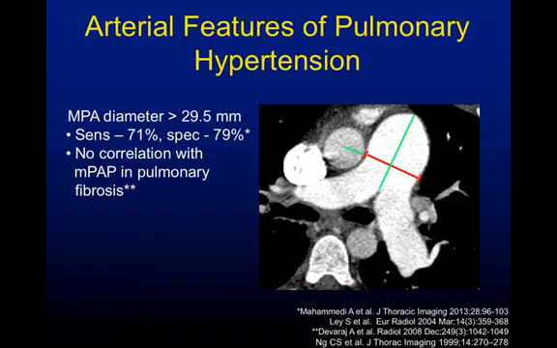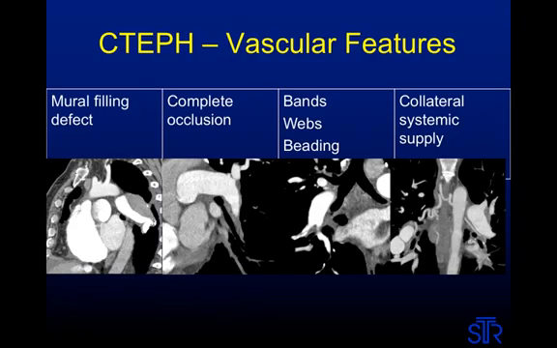The arterial features include dilatation of the main pulmonary artery, more than around 30 millimeters. And the vascular features that you should be looking for include mural filling defects as compared to acute PE, where you're looking more commonly at central filling defects. You're looking for complete occlusion of the arteries, and note that when these are occluded, they taper rapidly. They are not dilated. And then you're also looking for subtle bands or webs and evidence of beading, as shown here. Collateral systemic supply also often develops in these patients, and the bronchial arteries are dilated and just trying to supply the obstructed vascular bed.